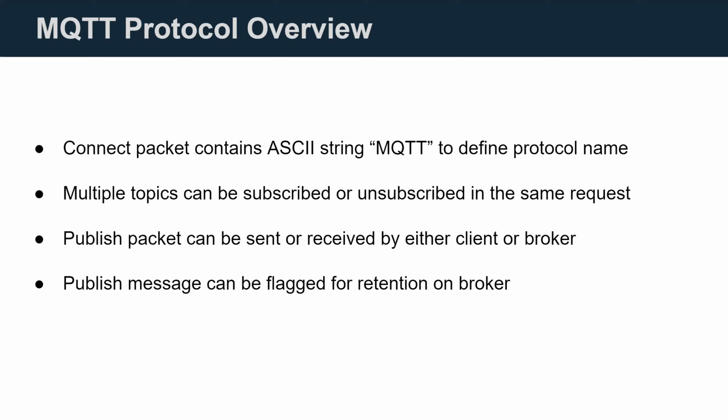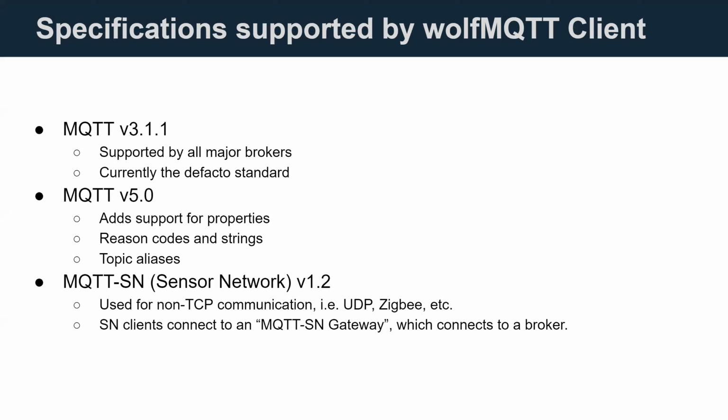So a little bit about the specifications supported by wolfMQTT. Version 3.1.1 is the successor to version 3.0. It's the only protocol version currently supported by Azure. AWS recently updated to allow version 5.0 also.